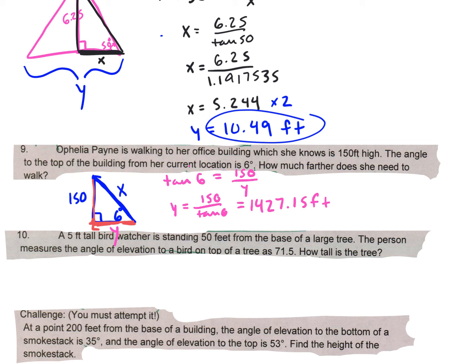Cosine? No, opposite over hypotenuse? Opposite over hypotenuse is sine. Oh, it's sine. So is that where you went wrong? Did you? Okay. Oh, wait. I still did that wrong.